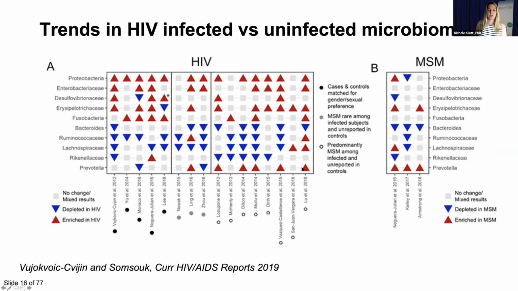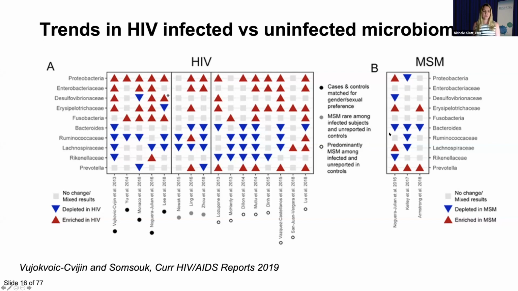Then I just want to point out Prevotella, which we'll talk about a lot later too. A couple of studies have shown it down, but the majority of studies have shown Prevotella increased in HIV infection. And this is important because Prevotella are probably the most inflammatory bacteria that we know of.